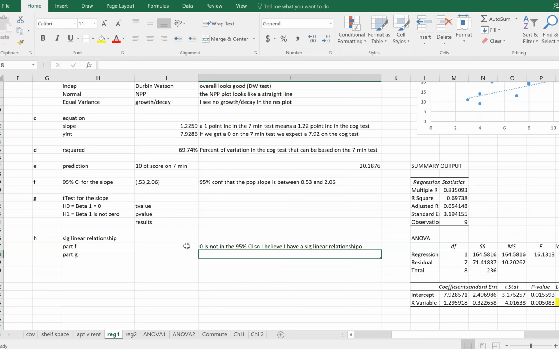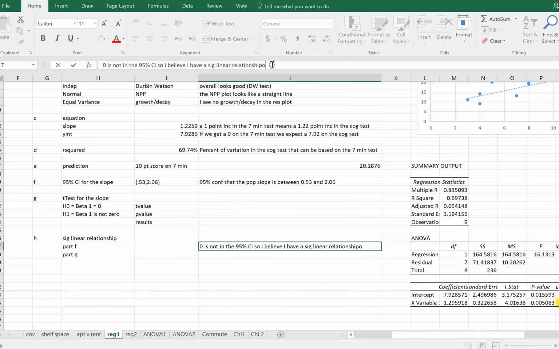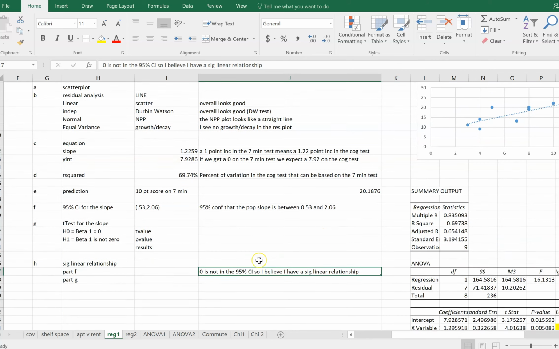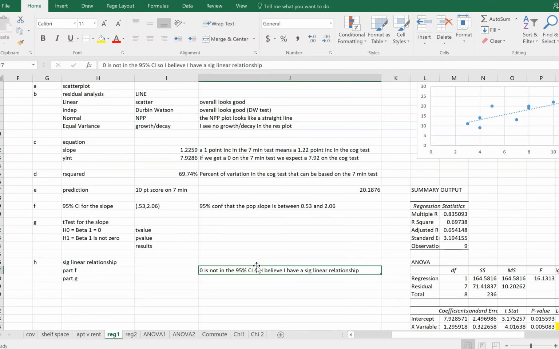The answer is because if 0 is in the interval, that means the slope could potentially be 0. And if 0 is a potential slope for the true population, that means my prediction line could be horizontal. And if my prediction line is horizontal, that means you really don't have a significant prediction ability. We look at this confidence interval, and if 0 is between these two numbers, there's a potential you don't really have much of a relationship between X and Y.